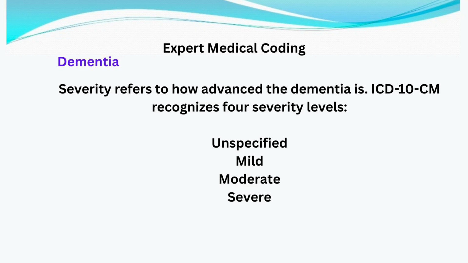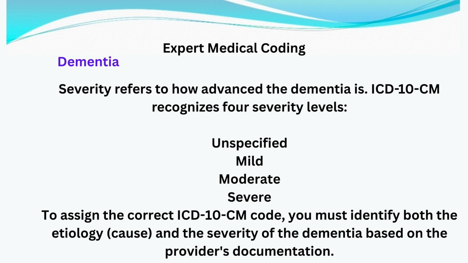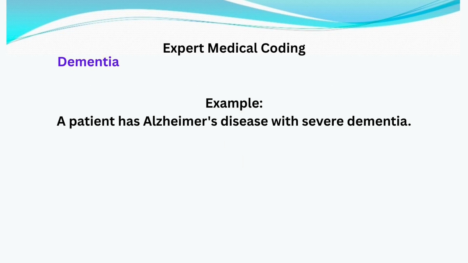Severity refers to how advanced the dementia is. ICD-10-CM recognizes four severity levels for dementia, and they are unspecified, mild, moderate, and severe. To assign the correct ICD-10-CM code, you must identify both the etiology, that is the cause, and the severity of the dementia based on the provider's documentation. Let us see an example on this.